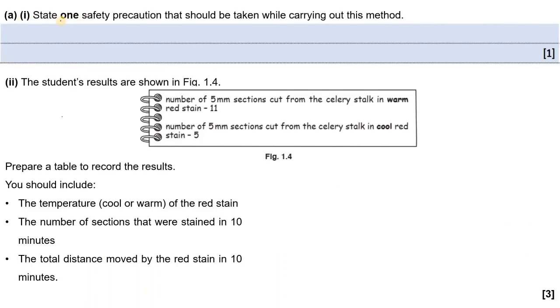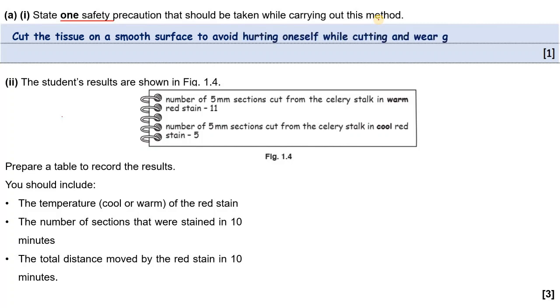Question A1. State one safety precaution that should be taken while carrying out this method. Now in this method we are taking the sections from the celery stalk. So we have to be very careful while we take the section. For that, we can take the sections on a smooth surface. Another method we can opt for is to wear gloves to avoid skin contact with the stain because we are keeping the celery stalk in the red stain.